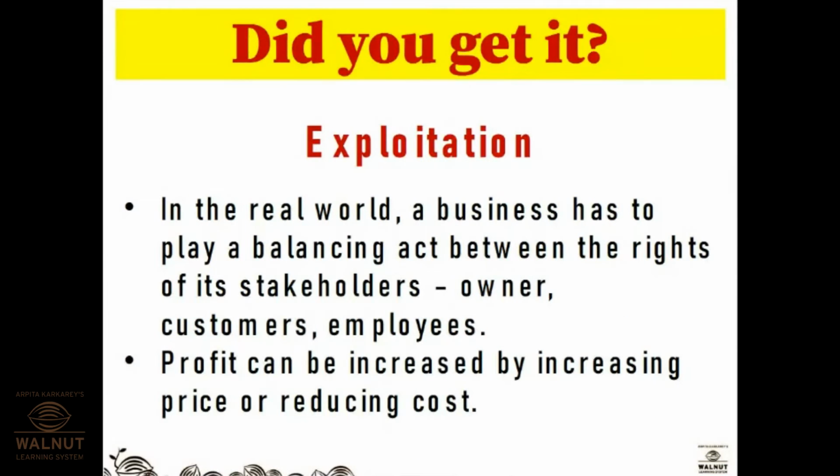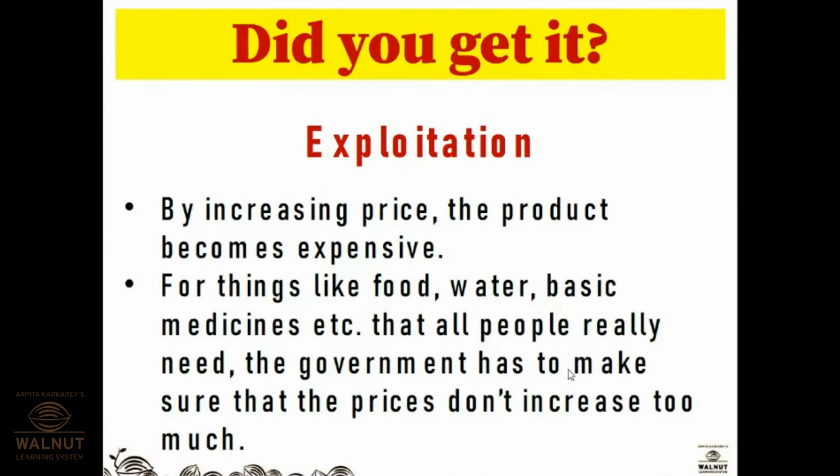In the real world, the business has to play a balancing act between the rights of its stakeholders and the owner. Okay, who are the stakeholders? A stakeholder is someone who is interested in the company. So they have to keep a balance between the rights of stakeholders, owners, customers and employees. Profit can be increased by increasing price or reducing cost, as we have studied previously. By increasing price, the product becomes expensive. For things like food, water, basic medicines, etc., that all people really need, the government has to make sure that the prices don't increase too much.